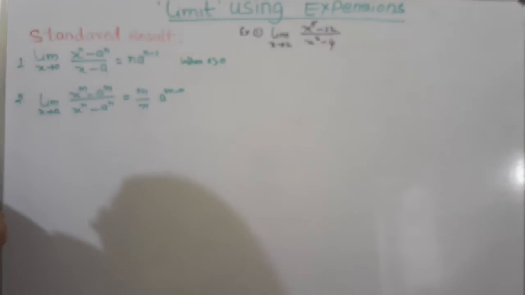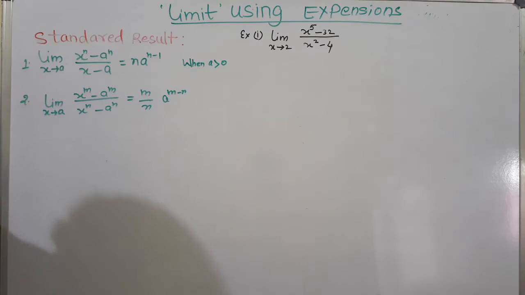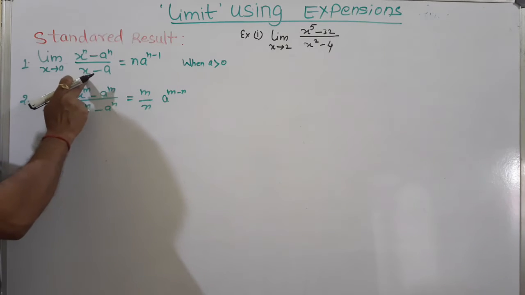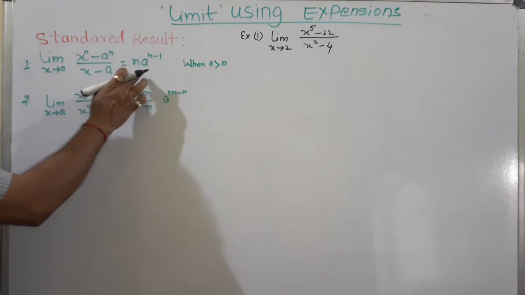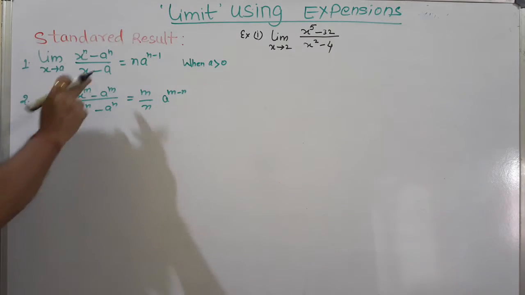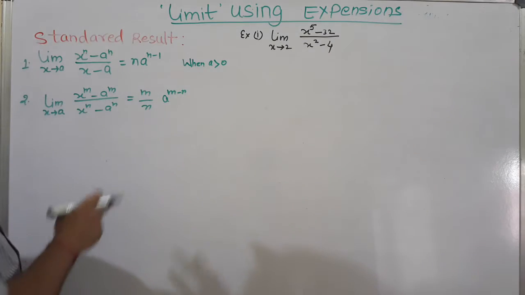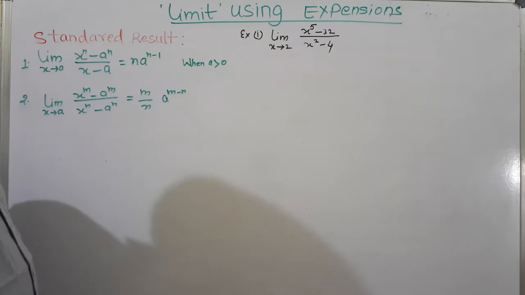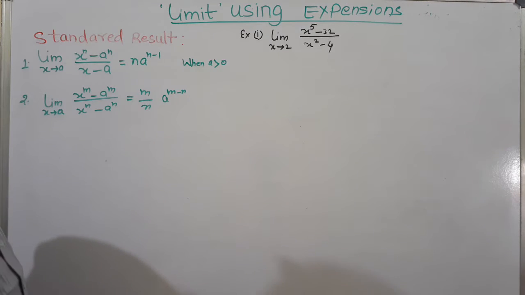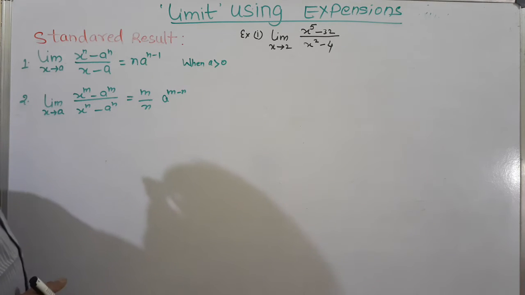So two formulas are there. These two formulas we have to note down. Limit x tends to a, x to the power n minus a to the power n divided by x minus a is equal to n a to the power n minus 1. Here a is any constant term. But the value of a should be positive, greater than 0.